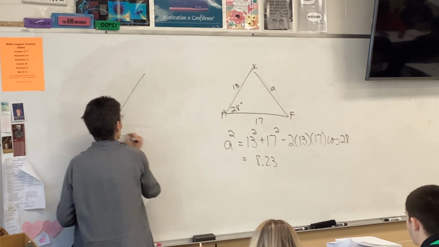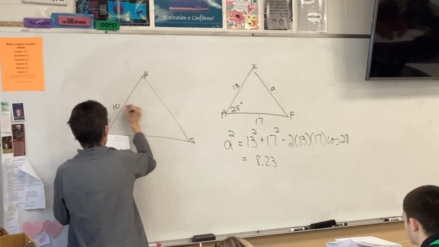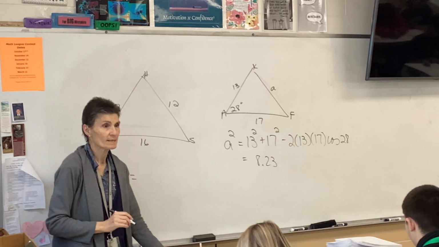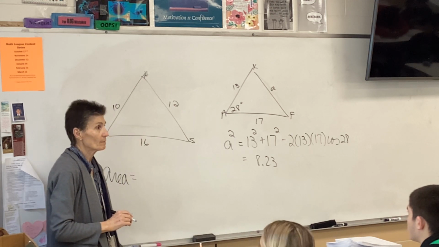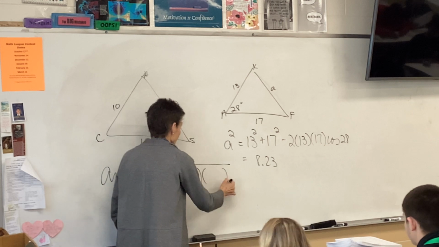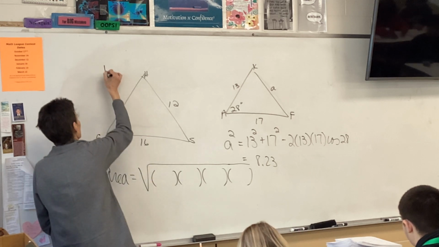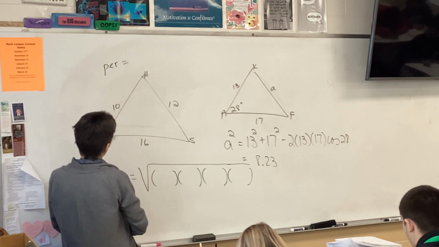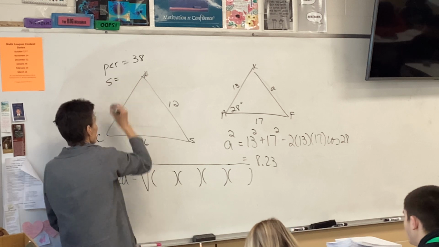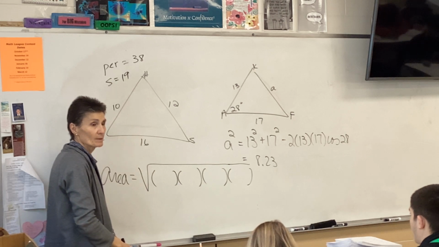All right, number 2, find the area of triangle CHS. 10, 12, 16. How are we going to find the area of this triangle? This is an area problem. This is going to be Hero's formula, right? So big radical, 4 things underneath. What's the first thing underneath? Half the perimeter. So the perimeter is, what, 38? So what's the semi-perimeter? 19, half of 38, and that's what goes right here.